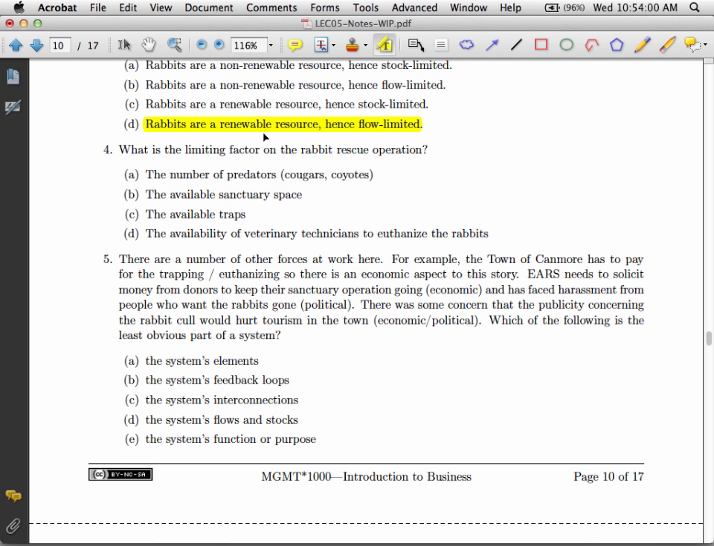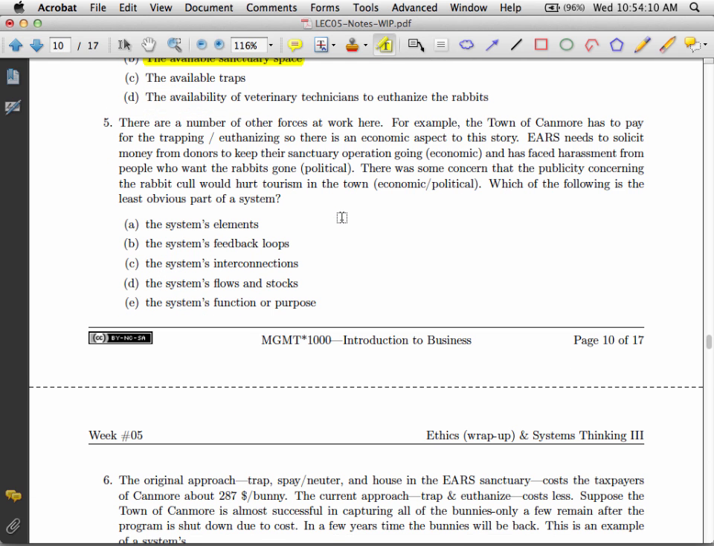Finally, limiting factors. The limiting factor in the rabbit rescue is absolutely everything to do with the availability of the sanctuary space. Now there's a number of factors at work. We have costs, we have management, we have political concerns. There's all kinds of things playing out in this particular story.